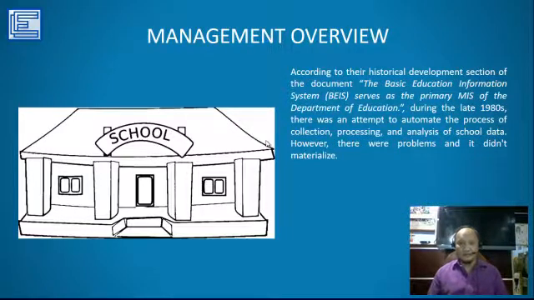According to the historical development section of the document, the Basic Educational Information System served as the primary MIS of the Department of Education. During the late 1980s, there was an attempt to automate the process of collecting, processing, and analysis of school data. However, there were problems and it didn't materialize.